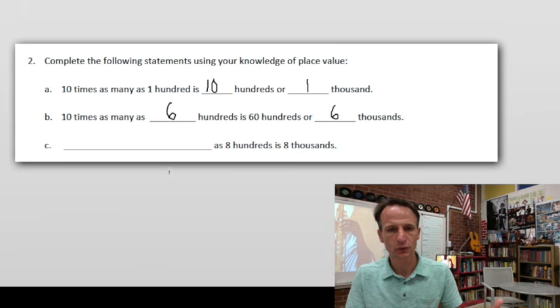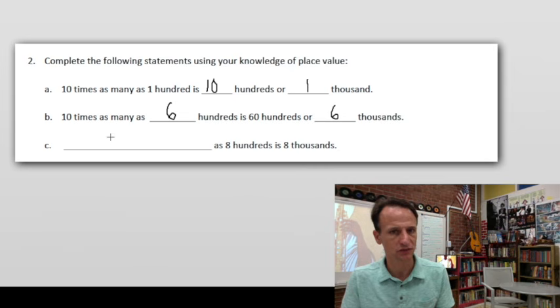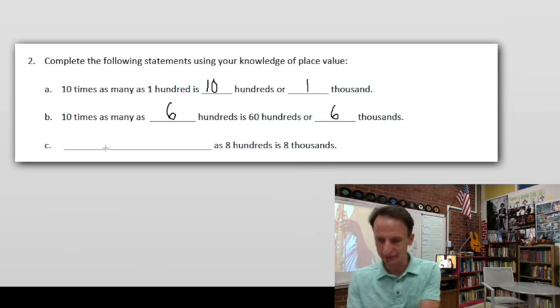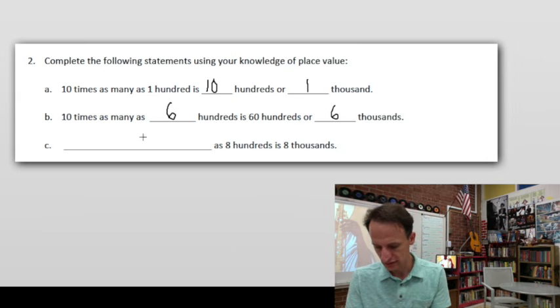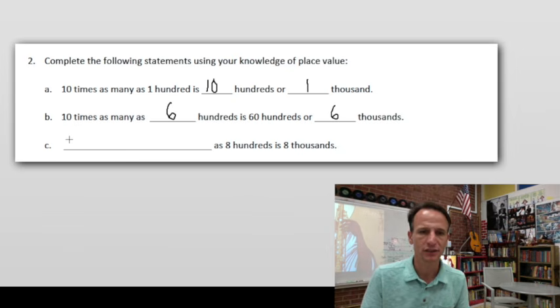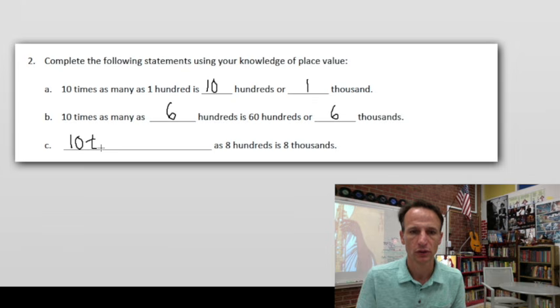So based on what we were doing here, we're looking for 10 times, right? That sort of phrasing. Okay, so if you think about it, 10 times what? What do we have to do to 8 hundreds to get 8 thousands? Yeah, it's 10 times as many, isn't it? Okay, so let's write that and then make sure our answer is reasonable. 10 times as many.